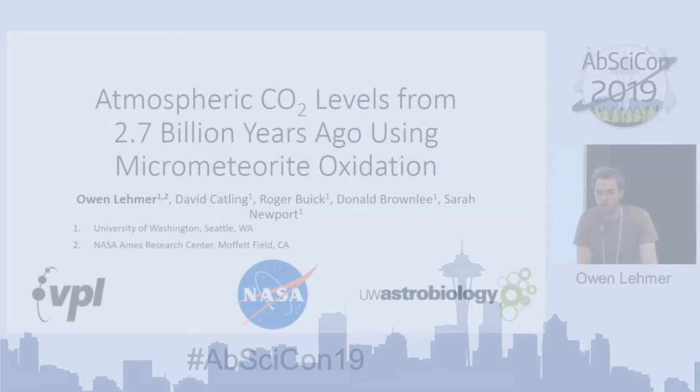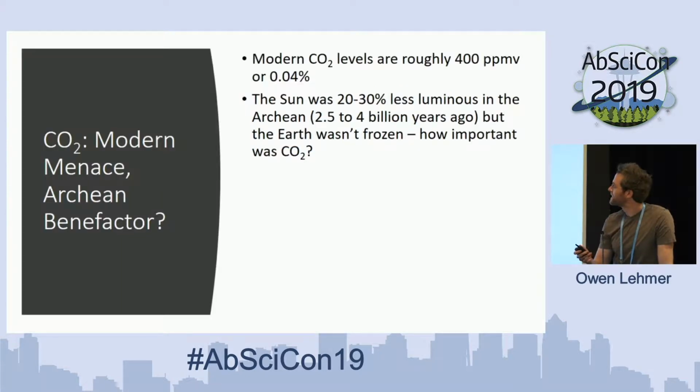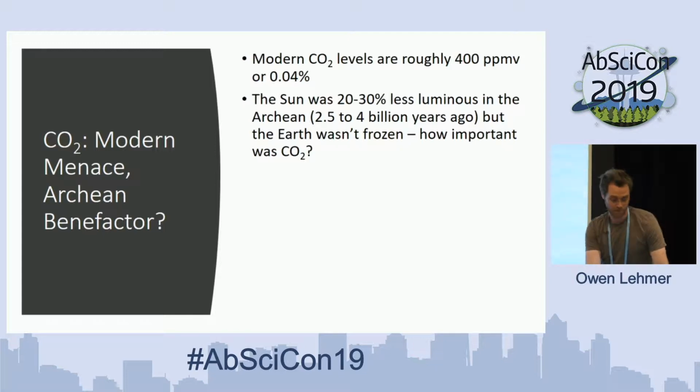I'm going to be talking about micrometeorites as a new proxy for CO2 in the Archaean. So we're all pretty familiar with CO2, right? We've just heard about it a little bit. And on the modern Earth, it's a great greenhouse gas. And even though it's just a small fraction of the total atmospheric mass, it plays a very important role in controlling the surface temperature on the modern Earth.